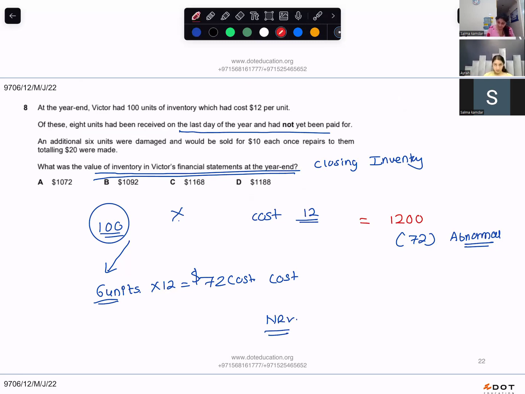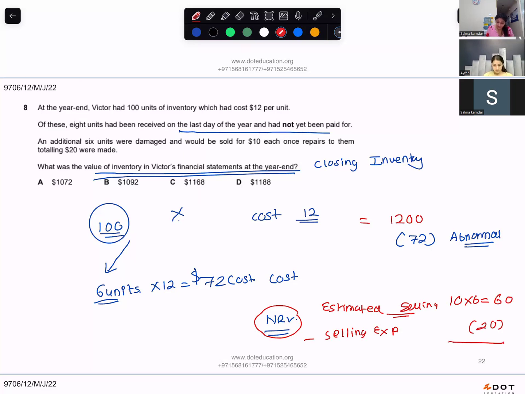It was sold for $10 each. So the estimated selling price is 10, minus selling expenses. So 10 into 6, minus 20. So this will become how much? 40. So 40 will go back. Abnormal inventory is valued at 40.